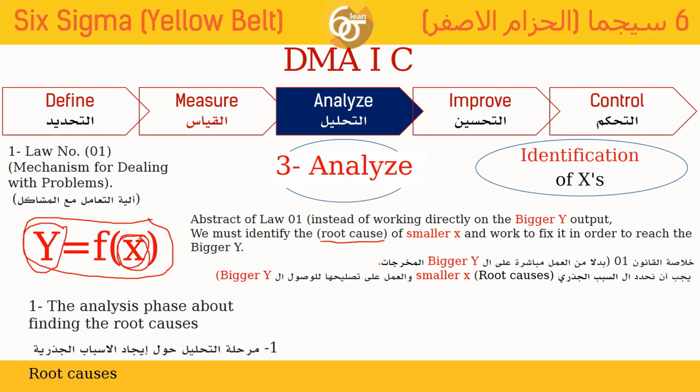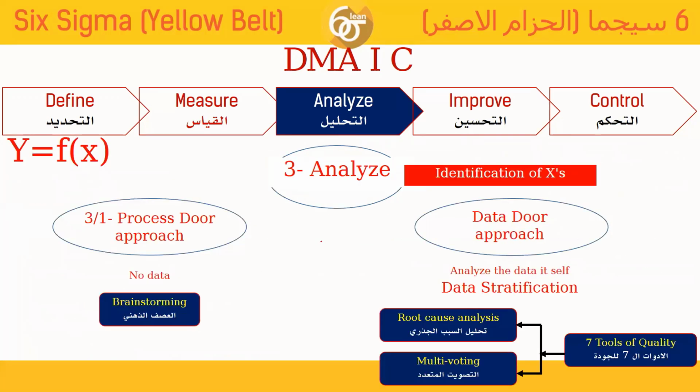Okay. So let us go for how to find X. There are many ways to find the X or to find the root cause. Basically we have two ways. If you have data, we will use something called the data door approach. If you don't have data, we will use something called the process door approach. So process door approach means you don't have data.